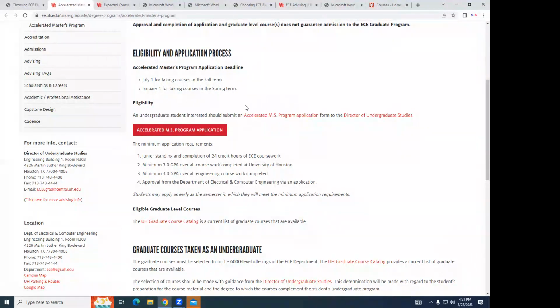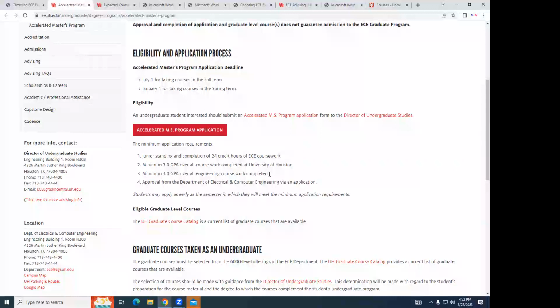They really want you to apply to the Accelerated Master's Program before you take the graduate courses. Some people will take a graduate course or even two first, and then decide that they want to be in the Accelerated Master's Program. That can still work, but the dean's office sends me nasty emails when you do that. Still, it's okay, you can do that.